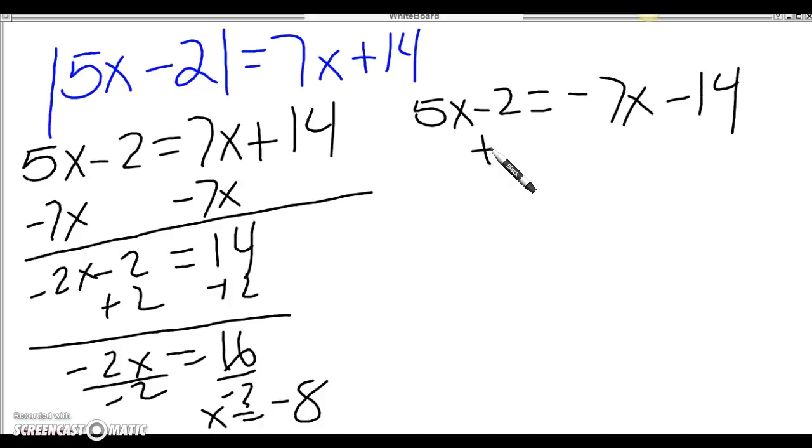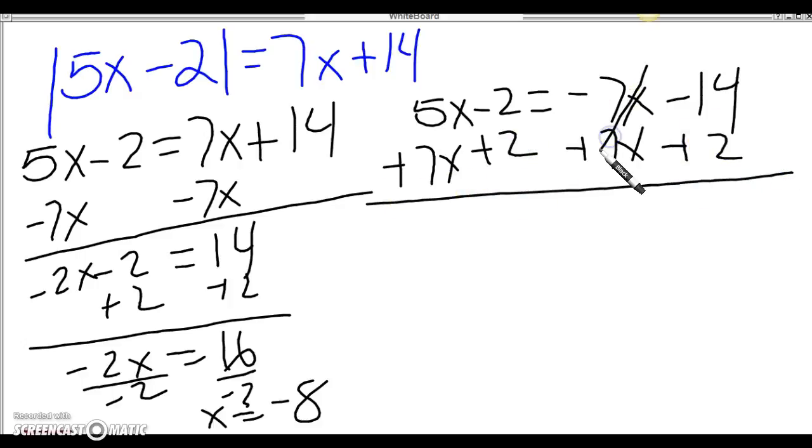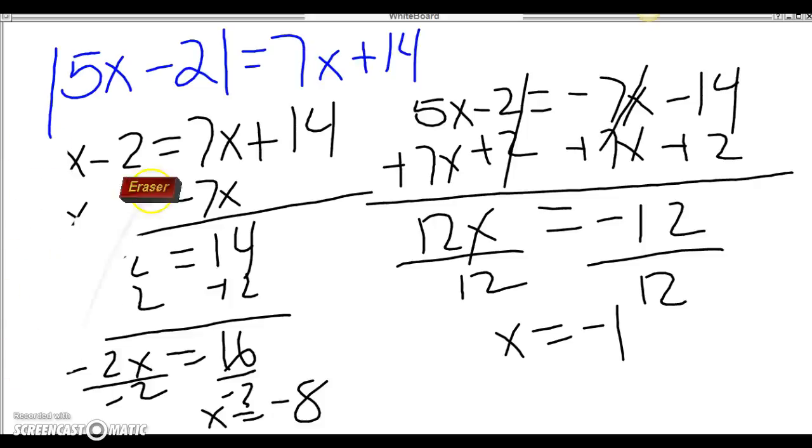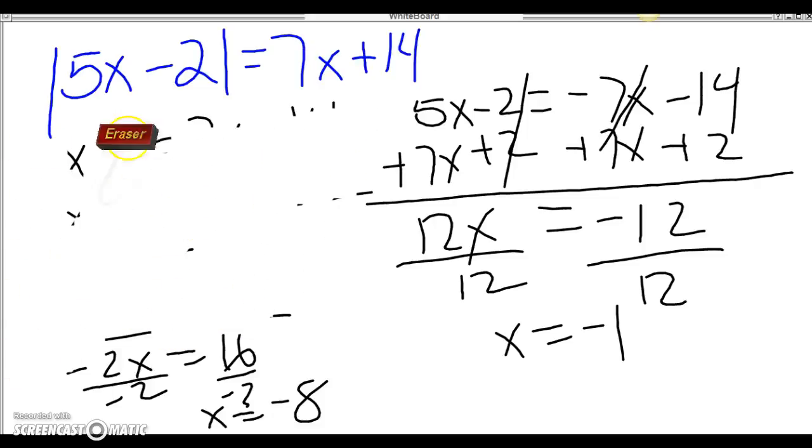I'm going to add 7x first. We can go ahead and add 2 as well, since I went ahead and wrote it out. So we have 12x, cancels out here, equals -12. Divide both sides by 12, and I get x equals -1. So now I need to go back and check. And I apologize, but my board is just not big enough, so I'm going to erase.